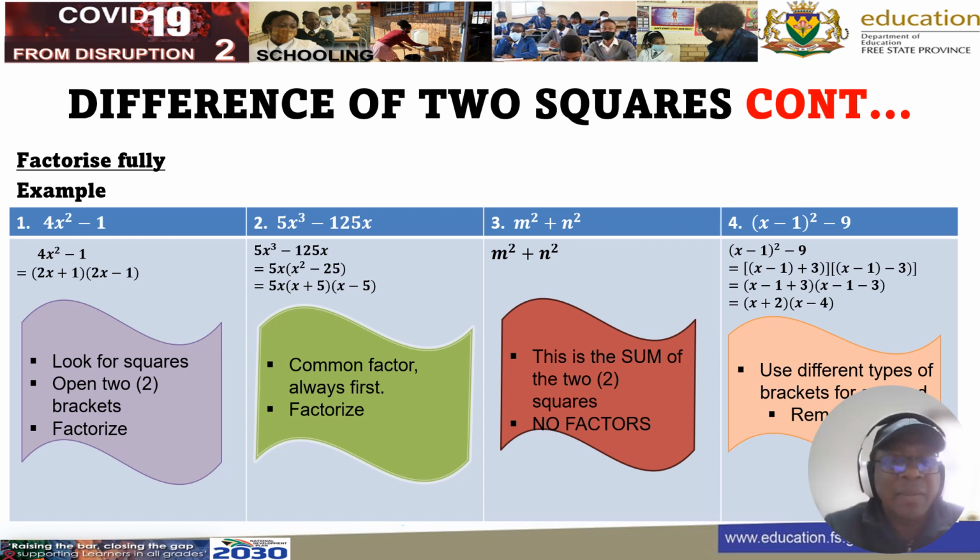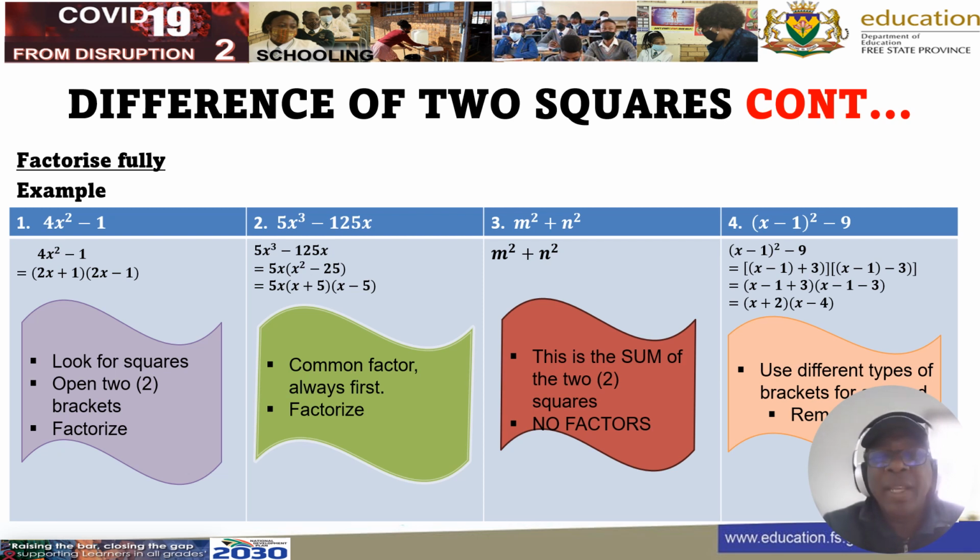Example number 3. When you add the sum of two squares, there are no factors. You can see m squared plus n squared. We add the two terms. There are no factors of that. We pass to number 4.